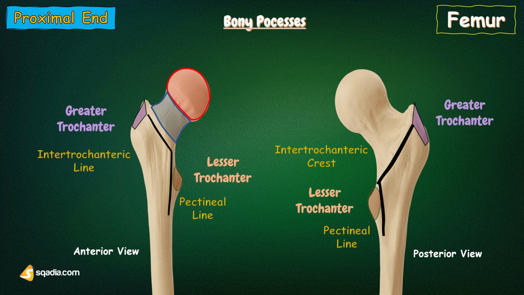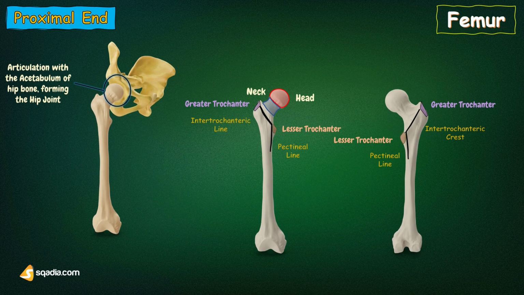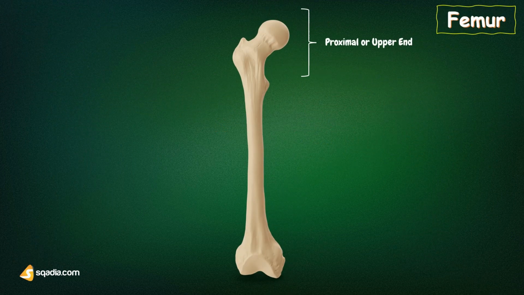Second is the intertrochanteric crest, located posteriorly on the femur surface. This is a ridge that connects the 2 trochanters. That is all about the proximal end of the femur. Now let's look at the shaft more closely.